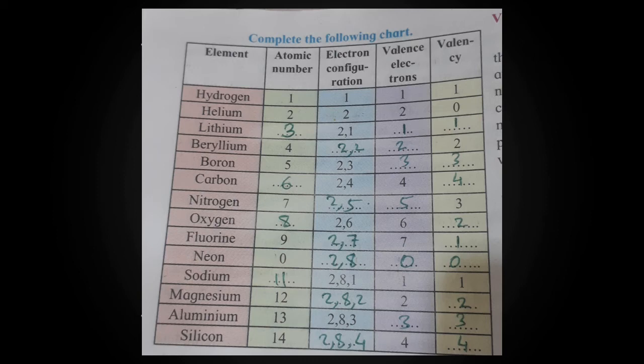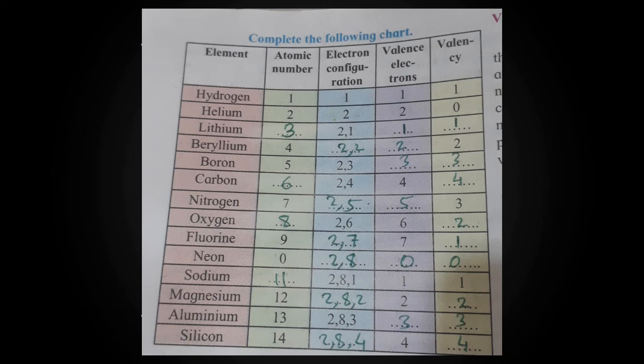Next is beryllium. The atomic number of beryllium is 4. That's the reason its electronic configuration becomes 2, 2. So that's why in the last orbit the valence electrons present are 2. That's the reason its valency is 2. Next is boron. The atomic number of boron is 5. Therefore, in the first orbit 2 electrons are present and in the second orbit 3 electrons are present. That's the reason valence electrons are 3 and valency is also 3.